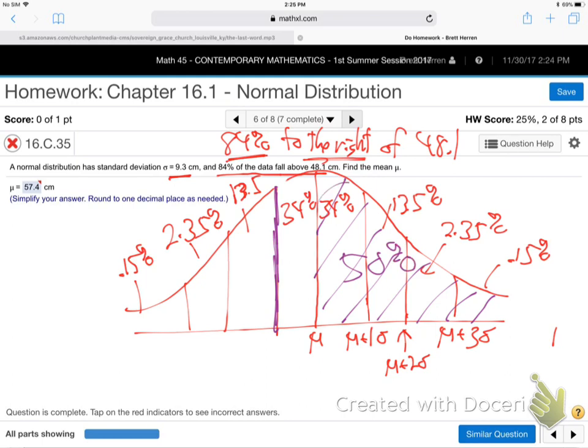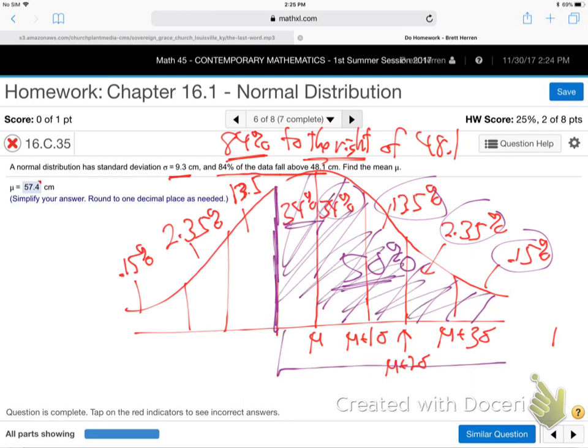I mean, you could do it. You could add 34, 13.5, 2.35, 0.15. Guess what you're going to get? 50%. Because that's half, right? If I say it's halftime, how much of the game's left? 50%, right? So all of this is 50%. And then what's this? 34. So what's 50 and 34? 84. So all of this from here on must be 84%.